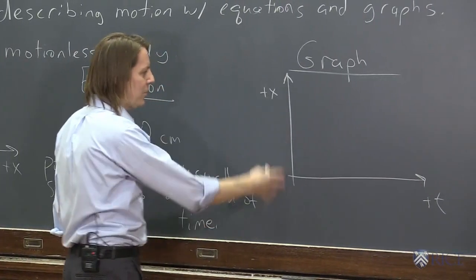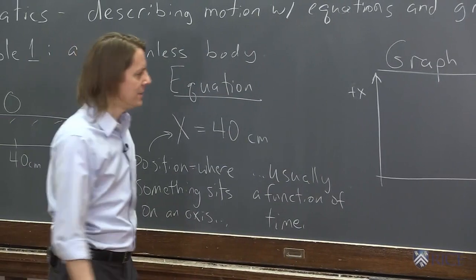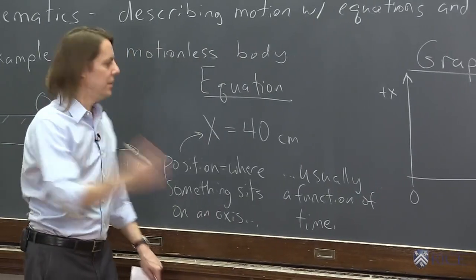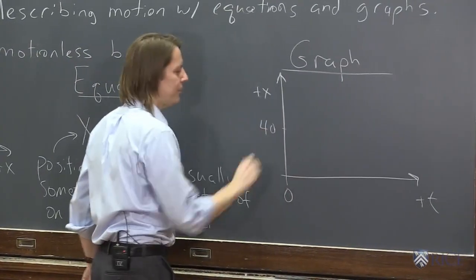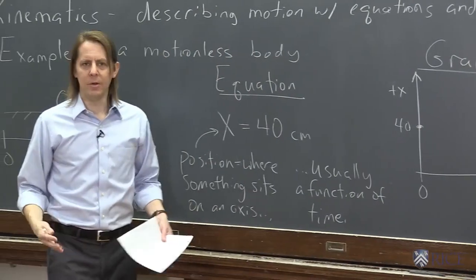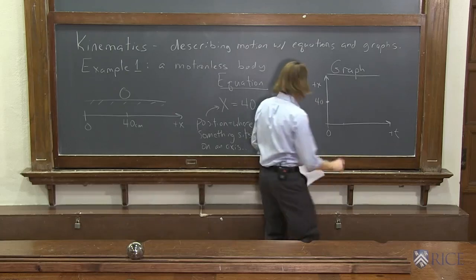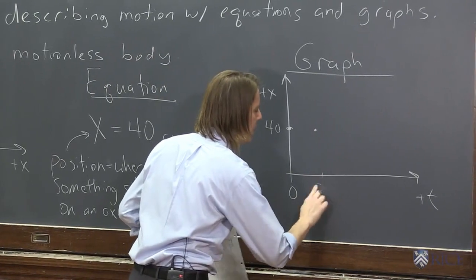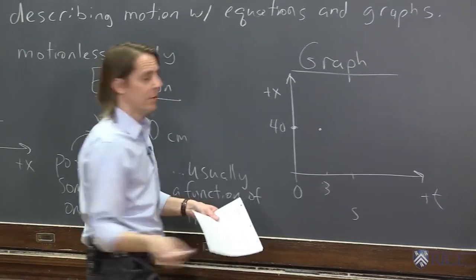And basically, we are telling the story of the mass, or of the body. What happened to the body in time? Well, we'll put the origin here. At time equals 0, where was the body? It was at 40 centimeters. So we'll put a plot here. We'll realize that that is 40 and put a point there. And we'll wait a few seconds and say, where is it? Still at 40. So we put another plot there. Then we wait a few more seconds, say this was 3 seconds, and where is it? 40, right?